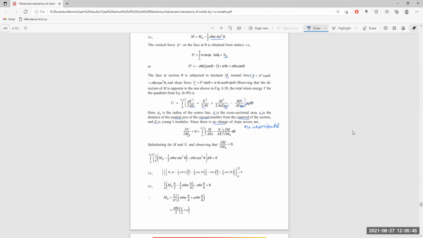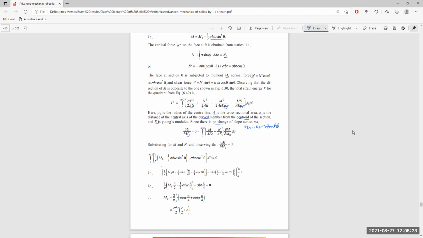Now we can substitute for m and n, which we have calculated, just take note. We are putting the value of m and the value of n multiplied by d theta. And as dm by dm0 is equal to 0, this is all equal to 0 itself. 1 by e into m0 is half 2 into bc times sigma bc squared by theta, which we have calculated here.